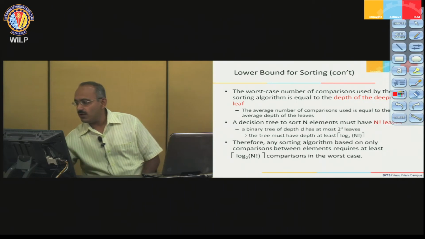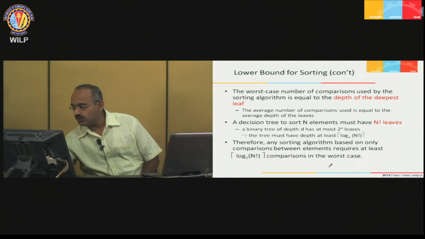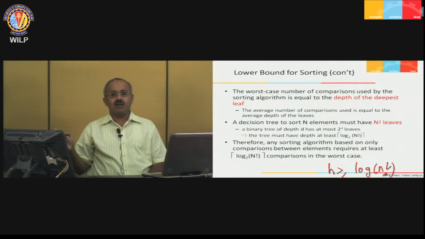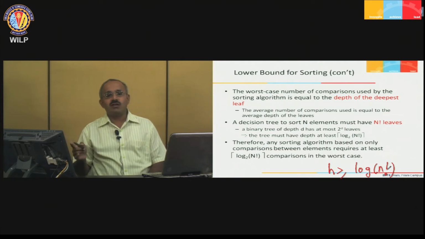This just means that h should be bigger than or equal to log of n factorial. This is just taking the logarithm of the earlier expression that we have written. 2 power h has to be bigger than or equal to n factorial, so h has to be bigger than or equal to log n factorial. The log here is to the base 2.